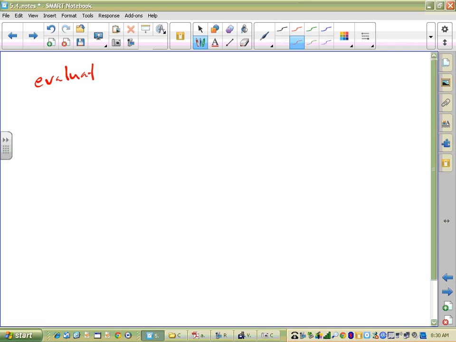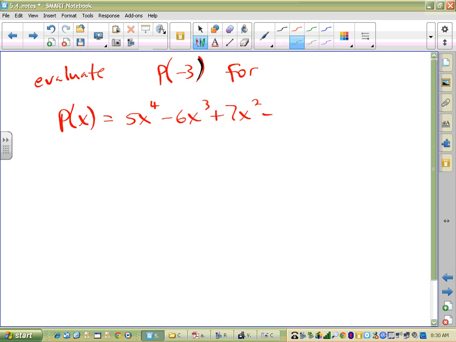Evaluate p of negative 3 for p of x equals 5x to the fourth minus 6x cubed plus 7x squared minus 8x plus 10. Evaluate p of negative 3. Now, what that means, evaluate, if you've forgotten, it means get a numeric answer.